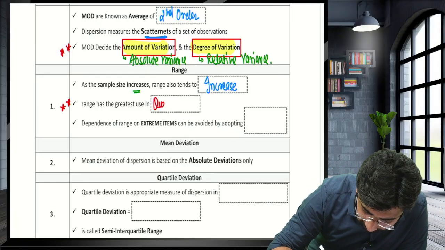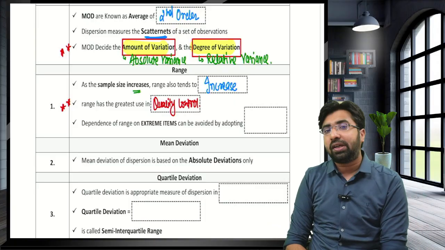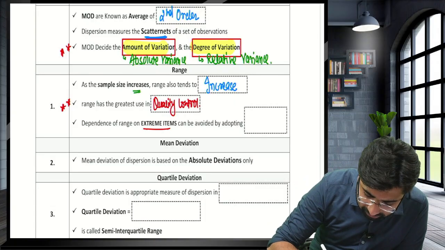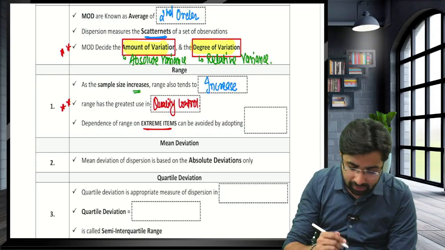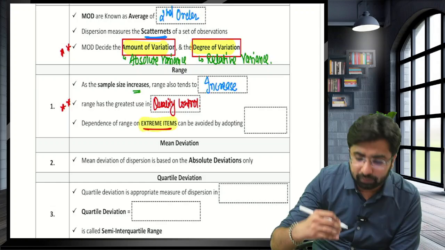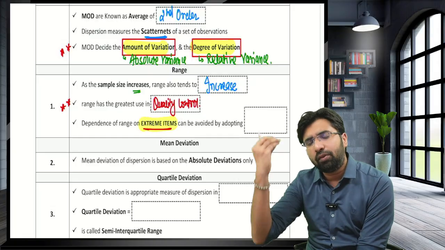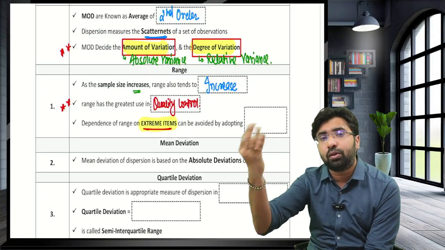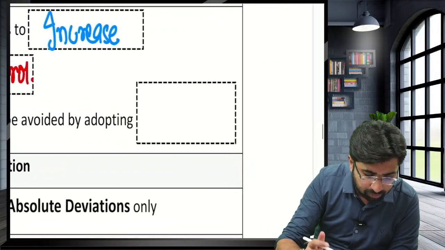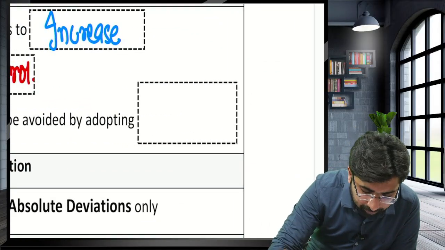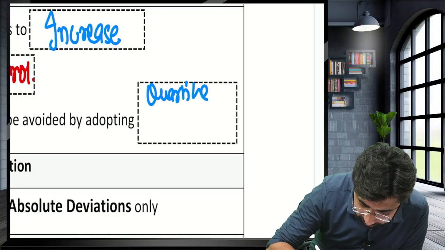In quality control they have the greater use. How do we calculate the range? Largest value minus smallest value. If you want to remove the dependency of the range on the extreme value, if you are looking for a better substitute of range, you can do this by calculating quartile deviation.